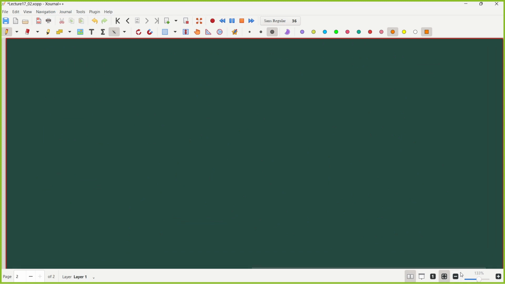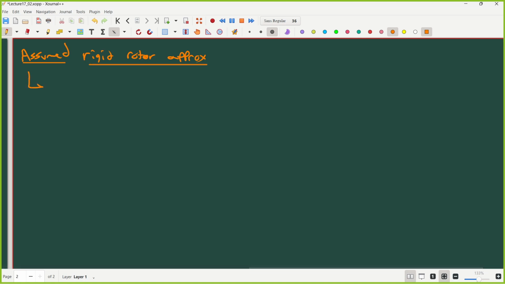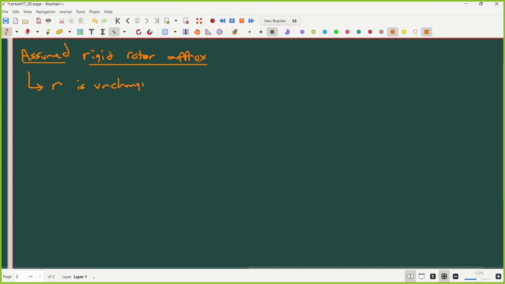So I know you guys are probably still writing that stuff down, but it's okay. We'll keep going. The important thing is that we're going to assume what's called the rigid rotor approximation, which is that r is unchanging when L is not equal to 0.